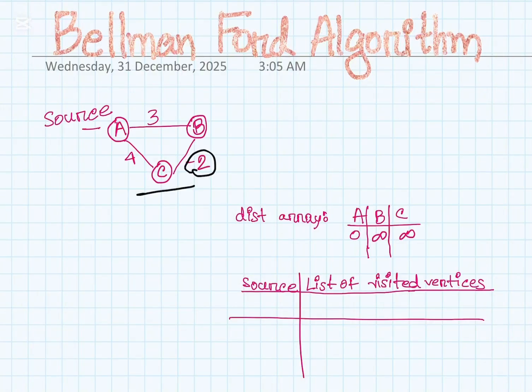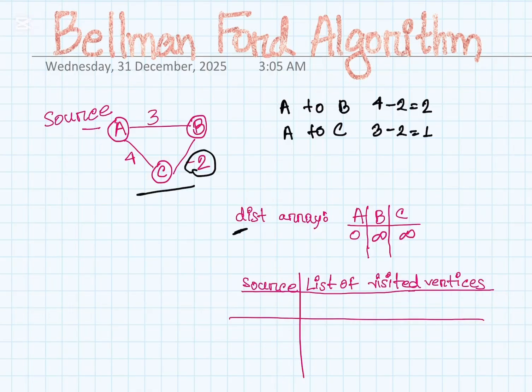If we try to calculate the distance from A to B, it would be 4 minus 2 is equal to 2. A to C would be 3 minus 2 is equal to 1. But let's try to solve this using Dijkstra's algorithm. In the previous video, we saw that to solve Dijkstra's algorithm, we'll have one distance array where we'll store the shortest distance from A to all other vertices, and a table which will contain the list of visited vertices.